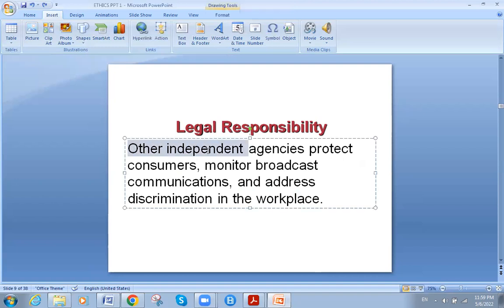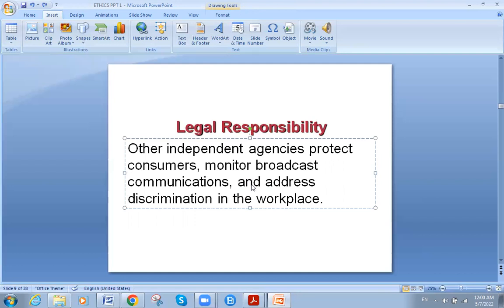There are also agencies that protect consumers, monitor broadcast communication, and address discrimination in the workplace. Also, there are many institutions that help the workers and defend the rights of the workers, for example, the unions. Unions are those bodies which fight for the rights of the workers or the laborers.